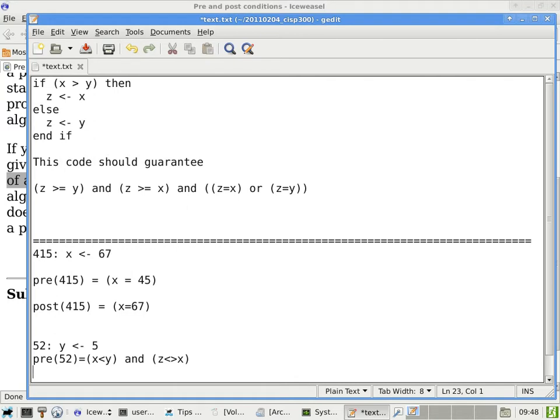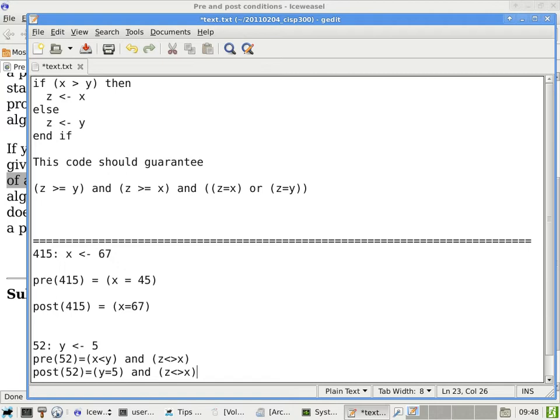Then it's going to be 5. Y is going to be 5. Okay? So we know for sure that y equals 5 right after line 52 executes, because that's what the line does. Is there anything else I can say? X is less than 5.